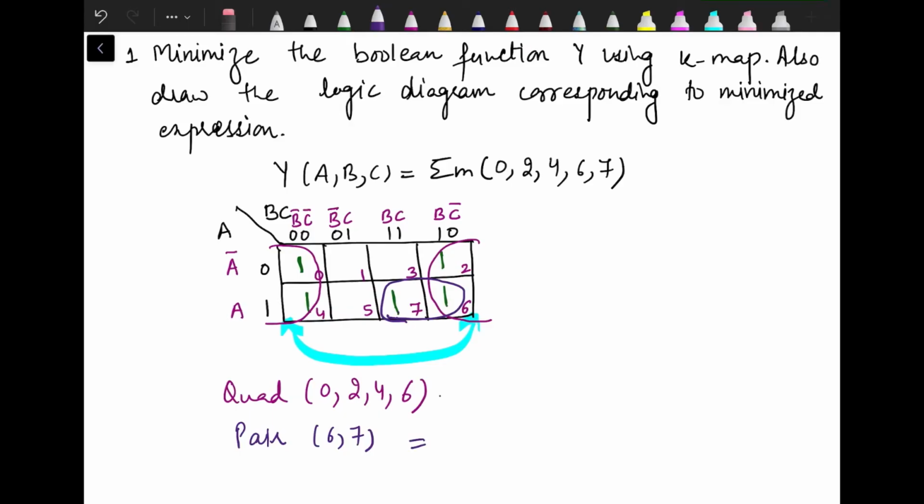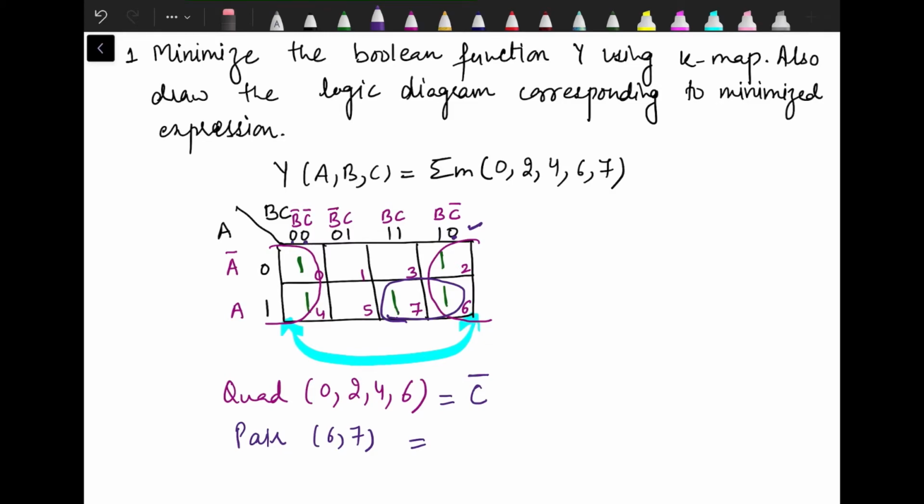Now we need to write the expression corresponding to pair and corresponding to the quad. So if we look for the quad first, from the row side A is changing from 0 to 1, so A is not there in the expression. Here we have B 0, C 0, but if we look in this column we have B is 1 and C is 0. So B is also changing, it will also get eliminated. So what we are left with? C. Since the value of C in both the columns is 0, so we need to write C complement. So the expression corresponding to the quad is only C complement.